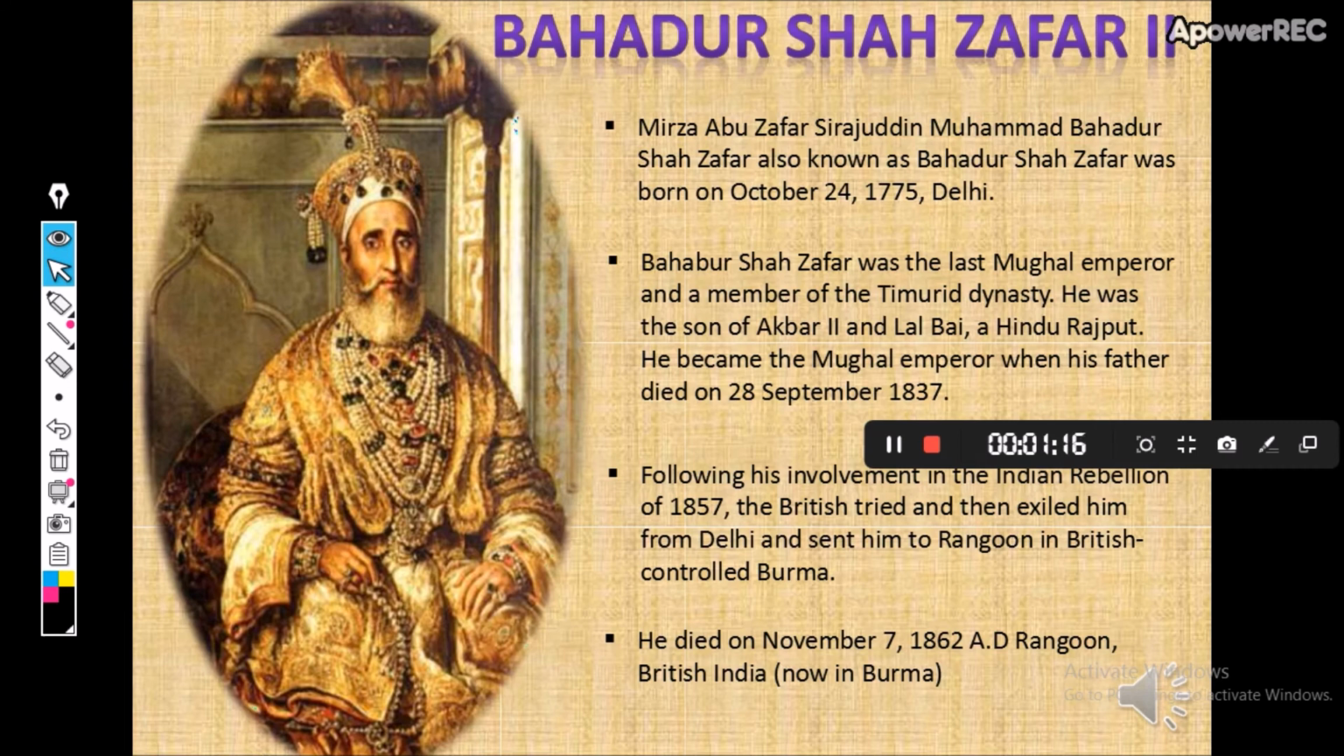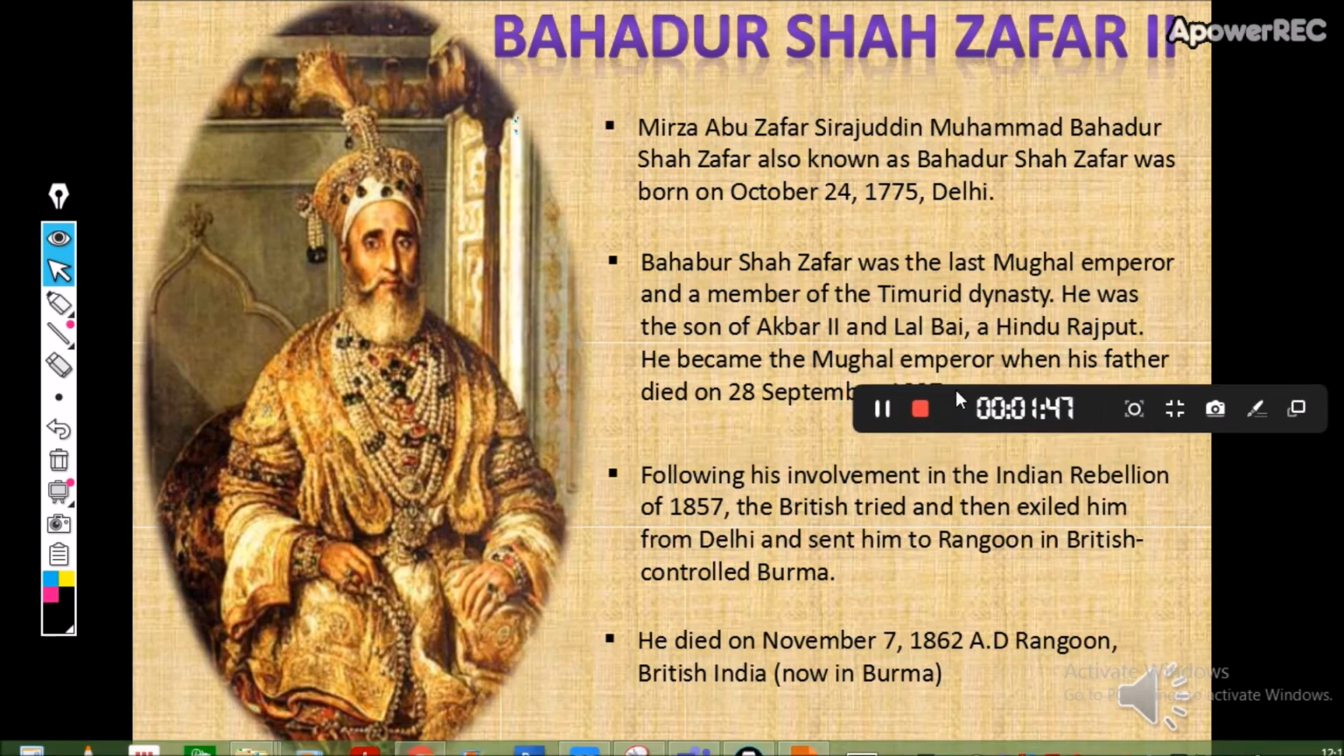Then the next famous emperor is Bahadur Shah Zafar II. Mirza Abu Zafar Sirajuddin Muhammad Bahadur Shah Zafar, also known as Bahadur Shah Zafar, was born on October 24, 1775 in Delhi. Bahadur Shah Zafar was the last Mughal emperor and a member of the Timurid dynasty. He was the son of Akbar II and Lal Bai, a Hindu Rajput. He became the Mughal emperor when his father died on 28 September 1837.